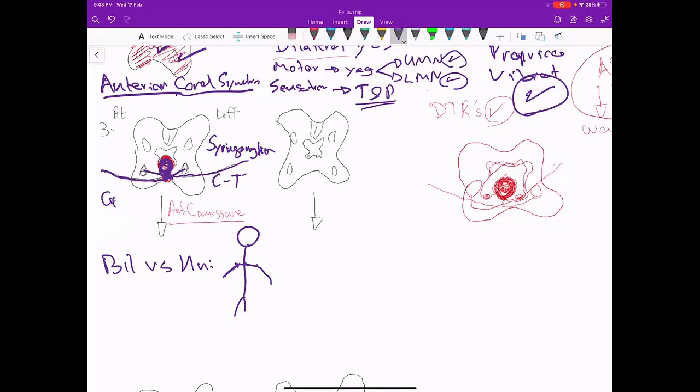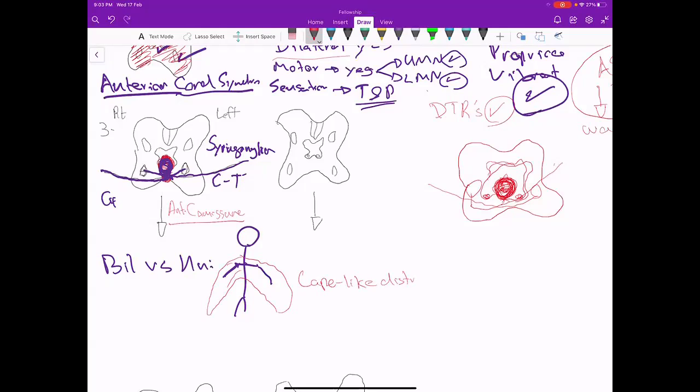And you will lose what? Pain and temperature. So in syringomyelia, it is because you lose sensation in the upper limb and the shoulder and part of the torso. You lose pain and temperature only. It is described as cape-like distribution of loss of pain and temperature. Do I have any motor issues? No. Is my vibration, proprioception, and sensation intact? Yes. It is only pain and temperature.